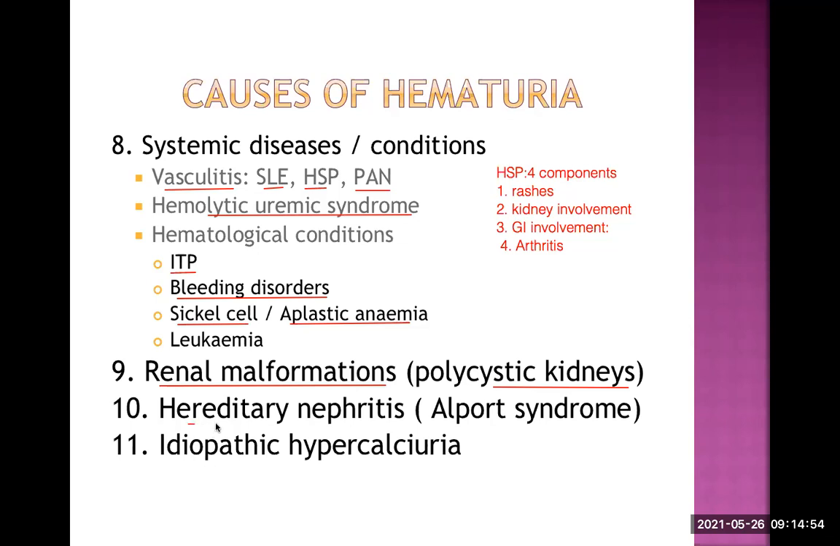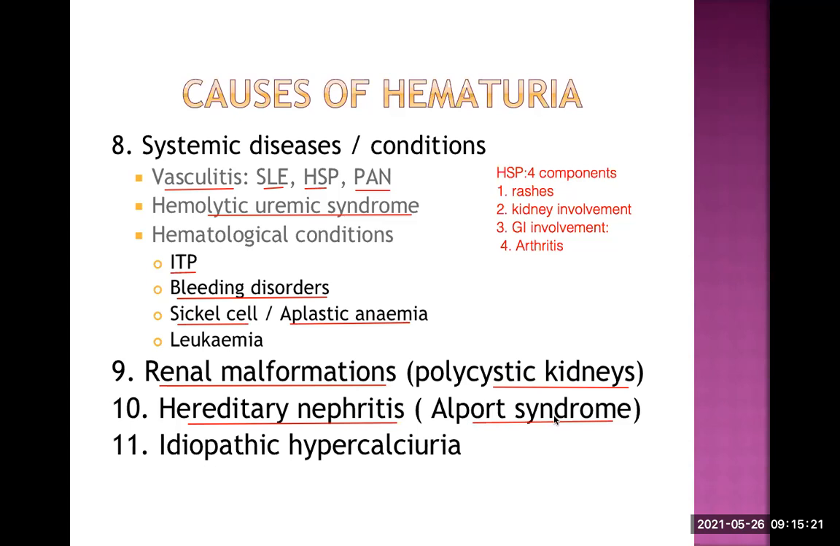Another one is a hereditary nephritis. The example is Alport syndrome. In Alport syndrome, there are two things going on. One is kidney involvement or glomerulonephritis, and another is sensory neural hearing loss. The same patient is unable to hear properly. This is a sensory neural type of hearing loss.